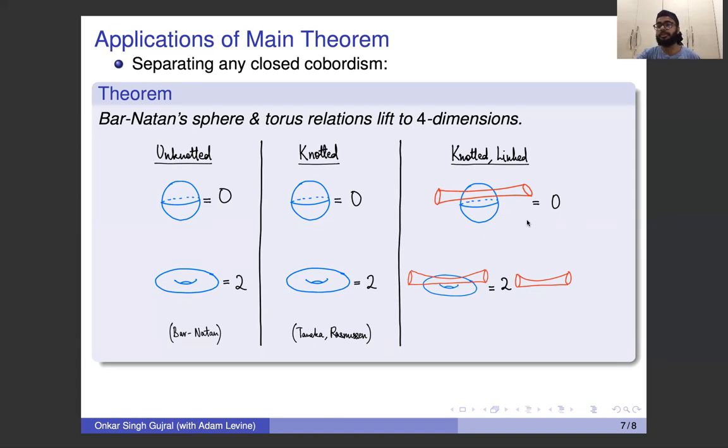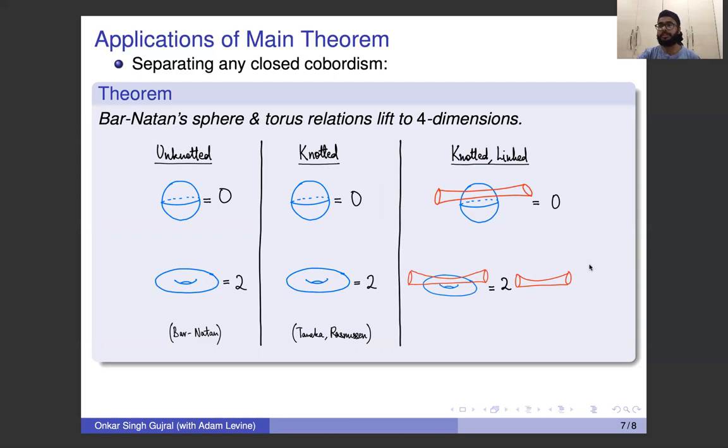And what that allows you to do is that you can just separate the red and blue components without changing the induced Khovanov map by virtue of our main theorem. And then you can apply the relation for a knotted sphere separately and then conclude that the induced map is 0.